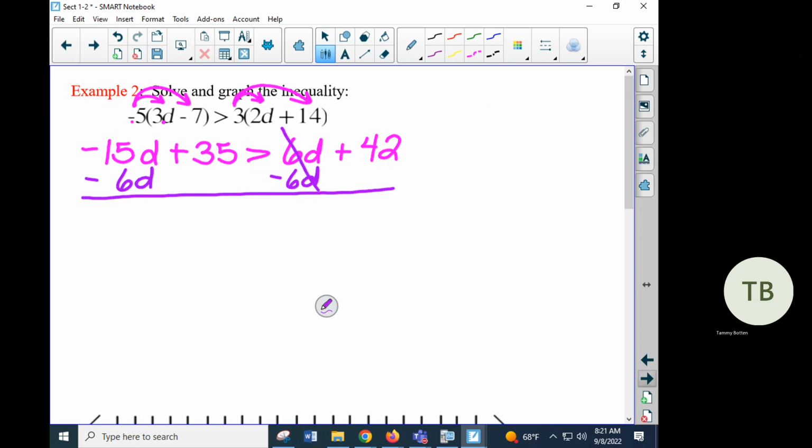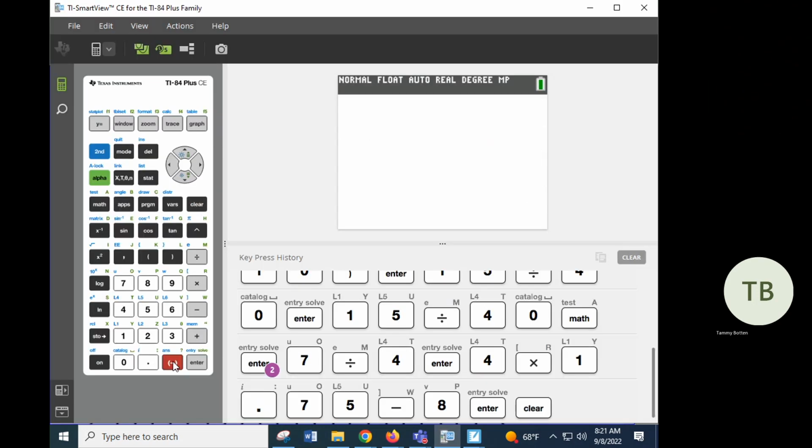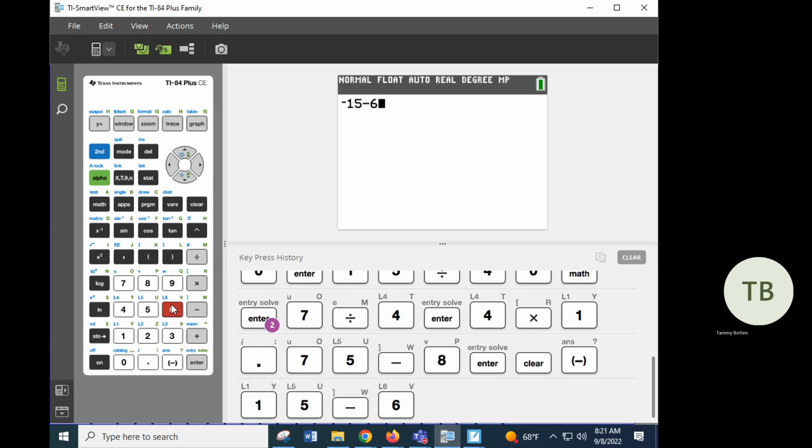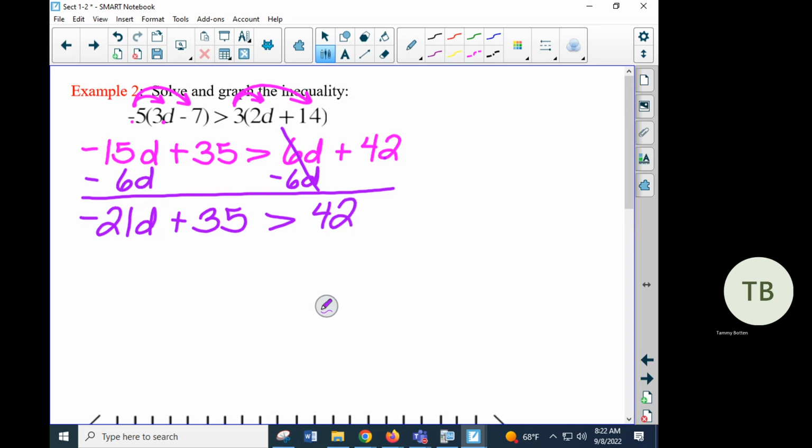Negative 15D minus 6D is going to be negative 21D. And if you're somebody that it's hard for you to do mental math with positives and negatives, you can just go on any calculator and go like negative 15 minus 6, because that's what that was. And it'll tell you what it is. So if you're not positive, you can always check it on there. Then I still have that plus 35, and it's greater than 42. And then I'm just going to keep solving.